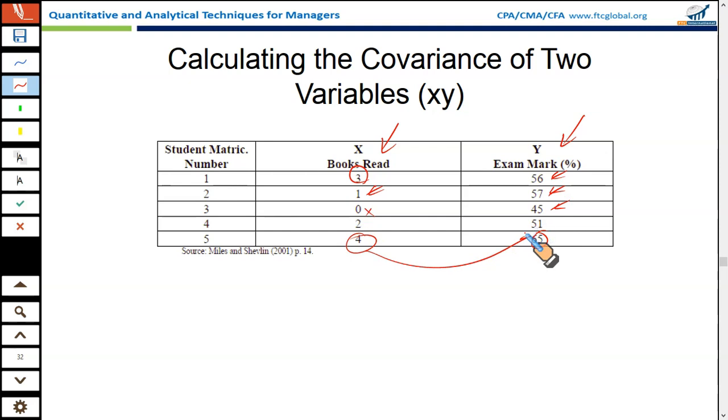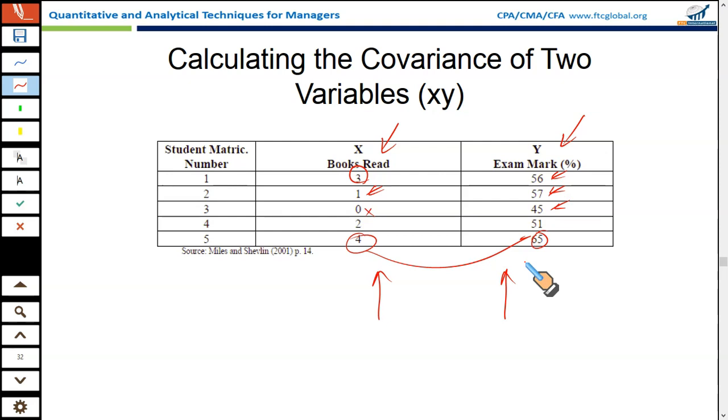So clearly we can see that there is a positive correlation. If you study more books, in general you are going to get a higher score. Apparently that is what we can see from this table. But let's say we want to prove this statistically, we want to get some computational evidence that yes, there is a positive correlation, that they move in the same direction. So how is it done?